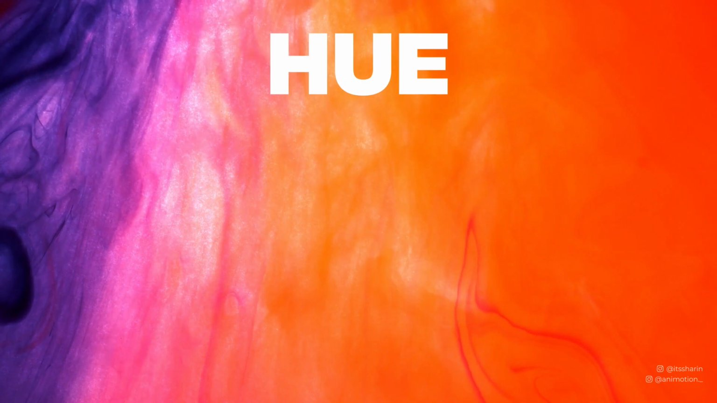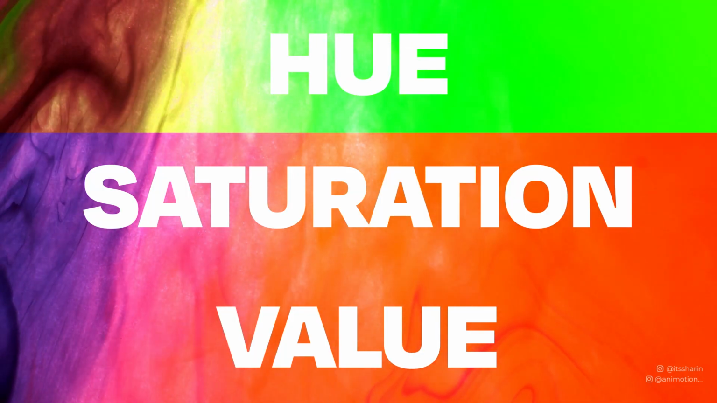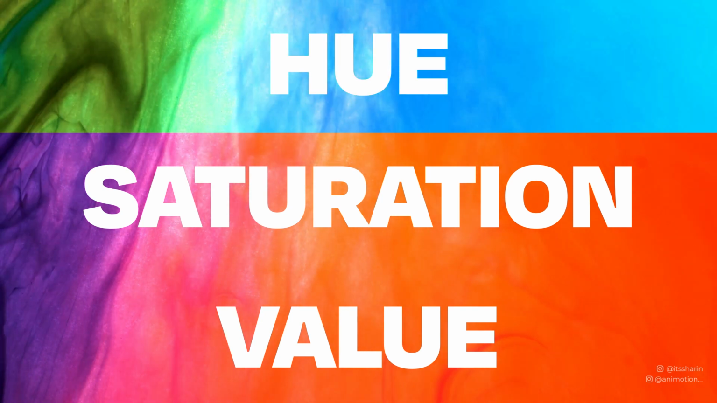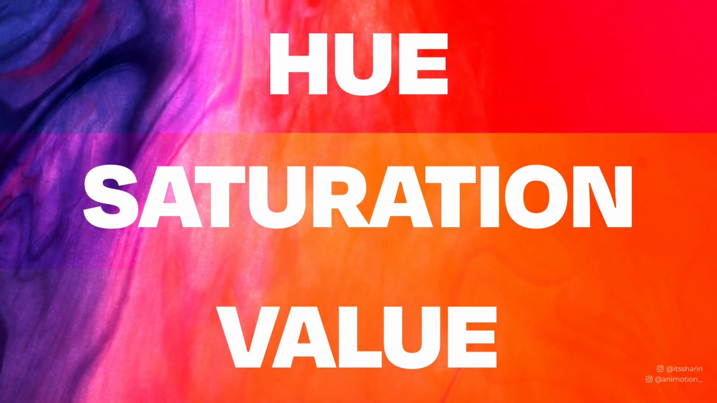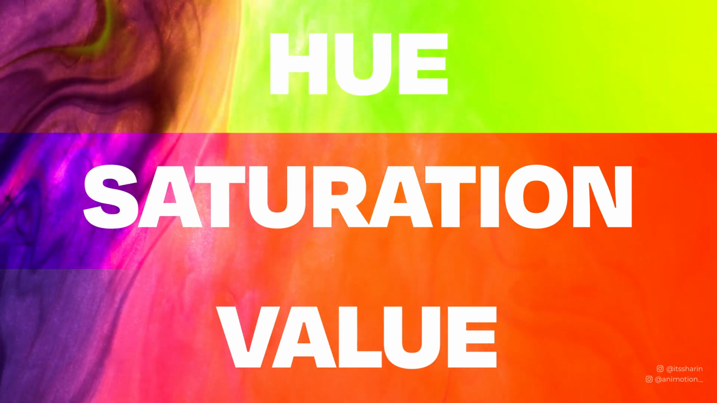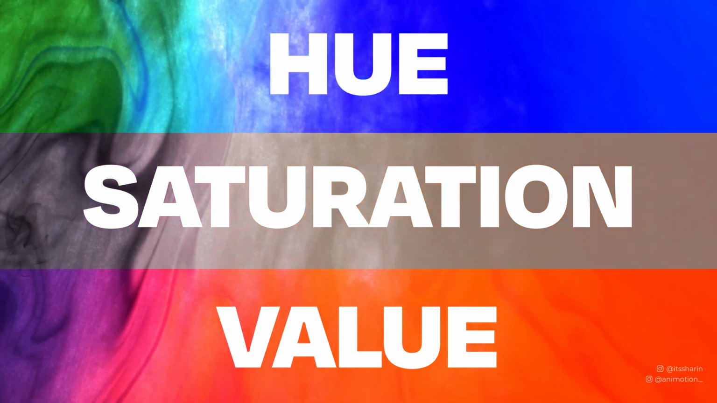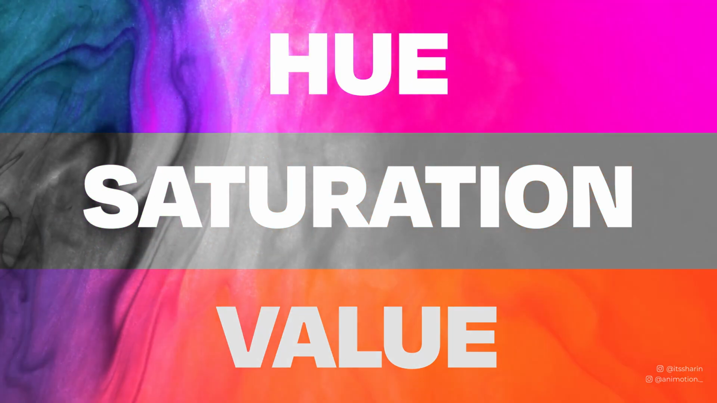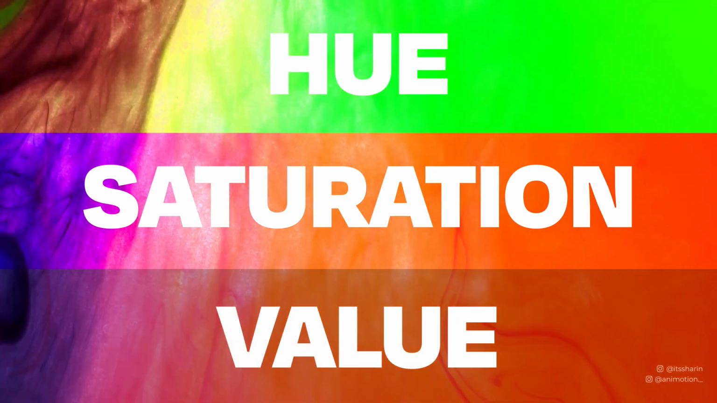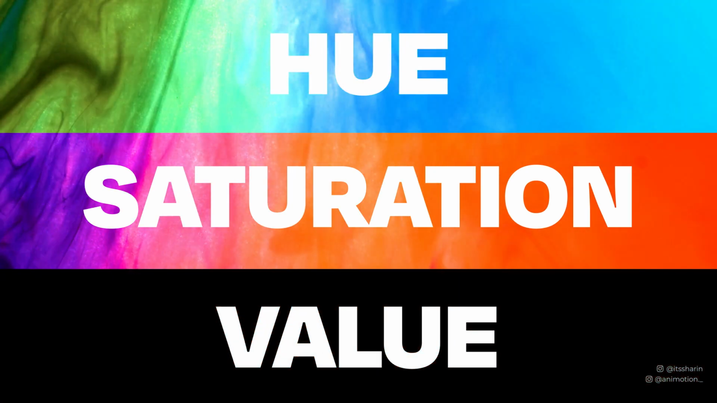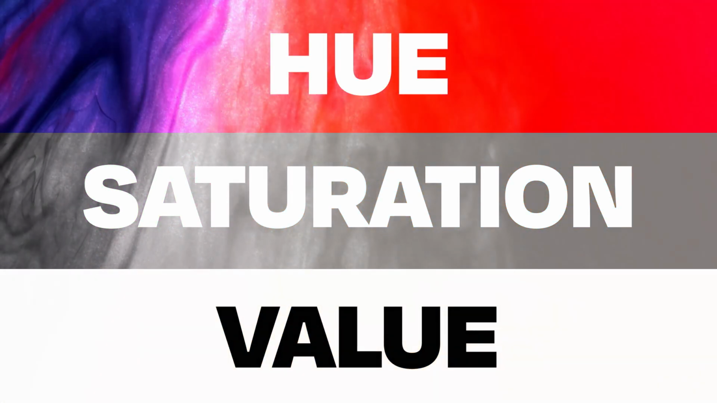And then the next thing is hue, saturation, and value. Hue is basically just the different colors that are on the color wheel. So if you change your hue, it will change the color itself. Saturation is how vibrant your color is. The higher it is, the more vibrant it is. The lower it is, the more dull or desaturated it is. And then value is basically how much white or black you have in your color. The higher it is, the more white or bright it will be. The lower it is, the darker or more black it will be.